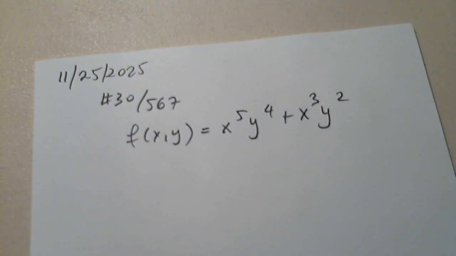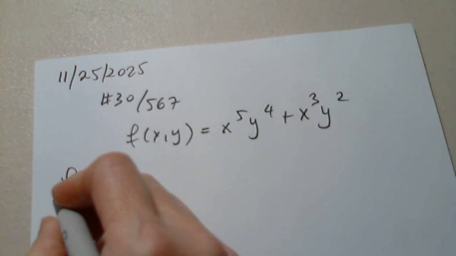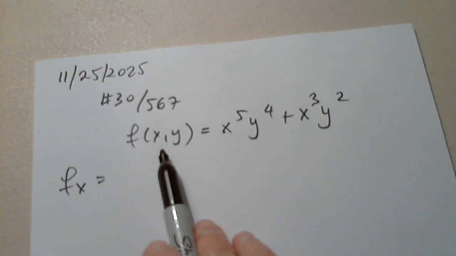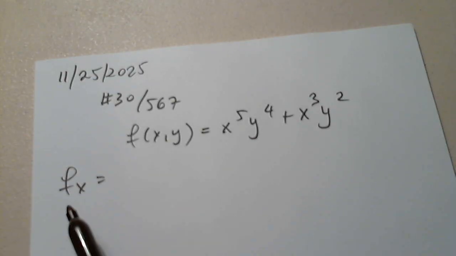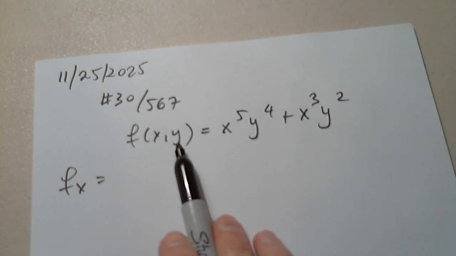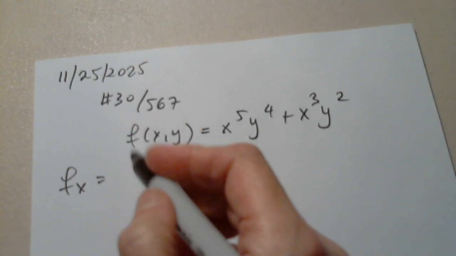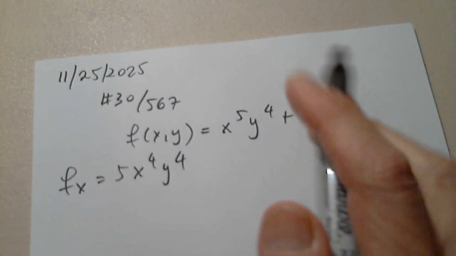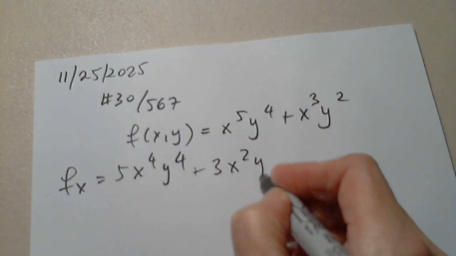Good. So when we are asked to find fx, we keep y constant. We cannot differentiate with respect to both variables at the same time. So when we differentiate with respect to x, we consider y a number. So when I differentiate this, I have 5x to the fourth, y to the fourth. When I differentiate this, I have positive 3x squared, y squared.